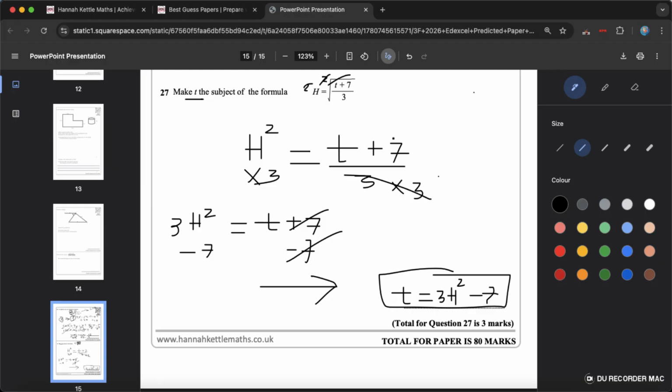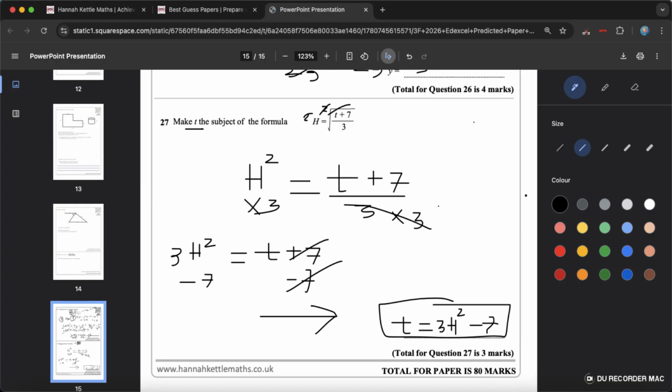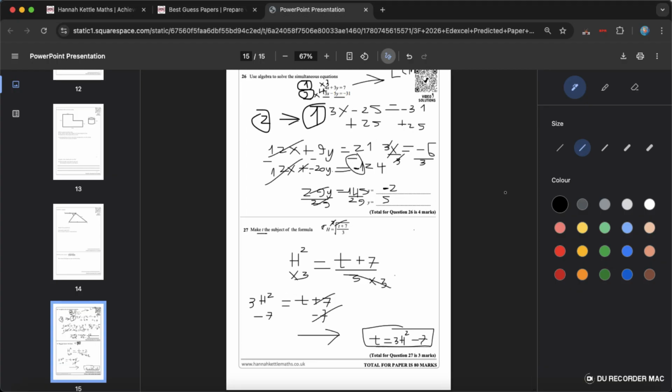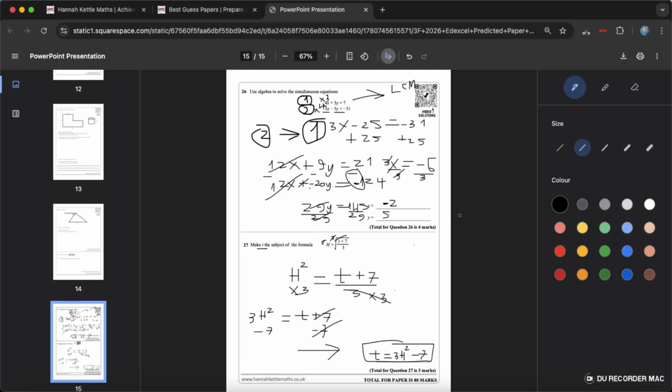Okay. I hope you find it useful and helpful for this question, and I hope you feel confident and ready for your maths paper 3 exam.